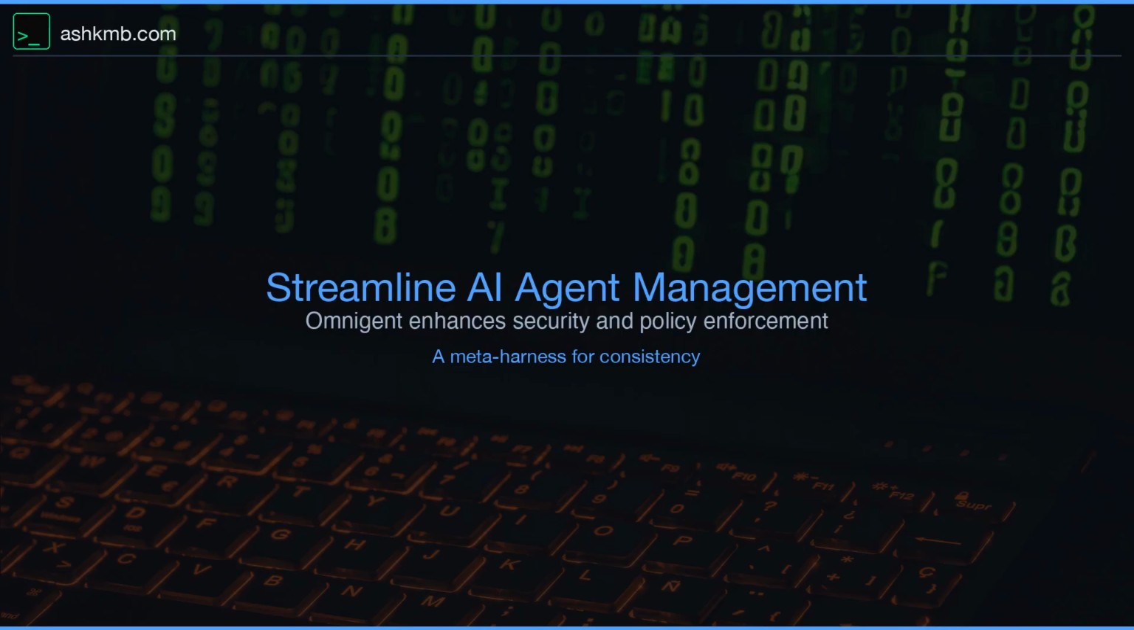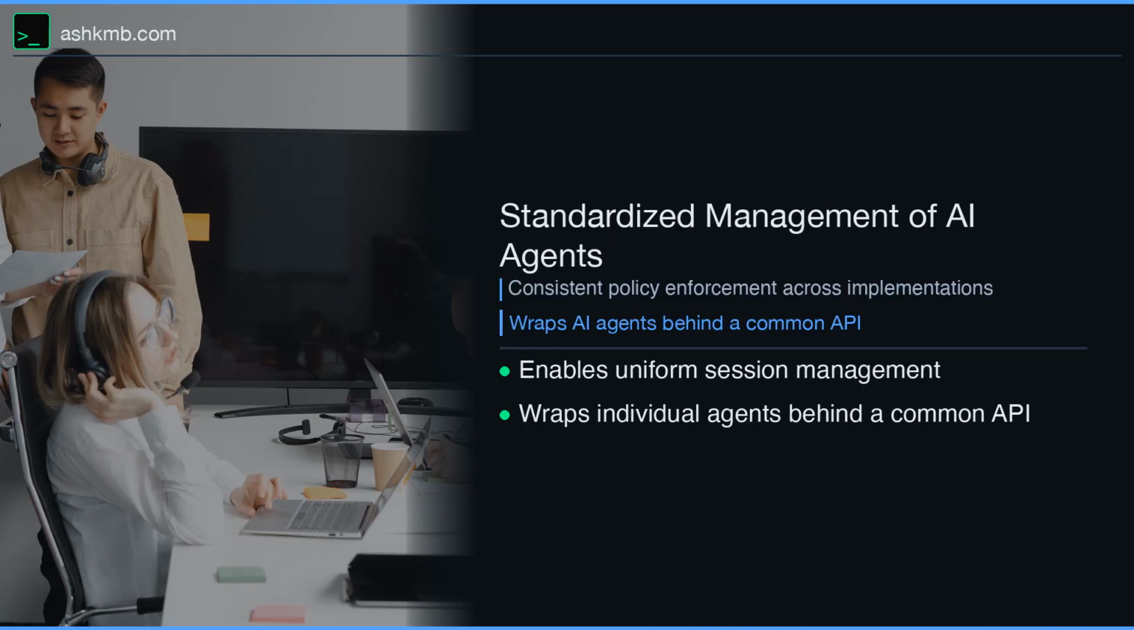Omnigent provides a powerful abstraction layer for managing AI agents. This enhances security and policy enforcement for infrastructure engineers. It serves as a meta-harness, enabling consistent policy enforcement and session management across various agent implementations. Omnigent standardizes the management of AI agents by serving as a meta-harness. It enables uniform session management and wraps individual AI agents behind a common API, ensuring consistent policy enforcement.